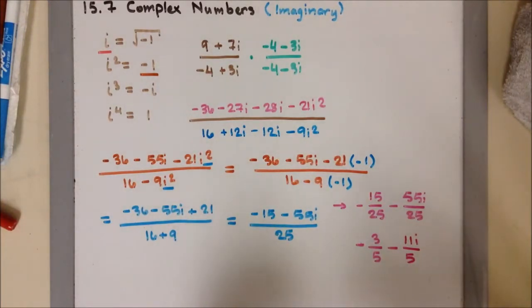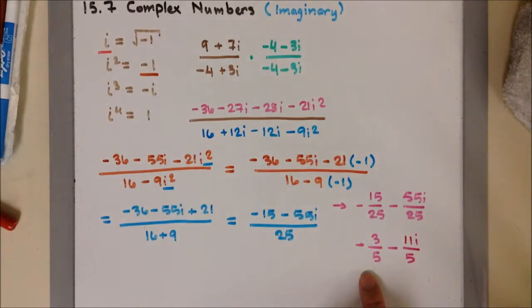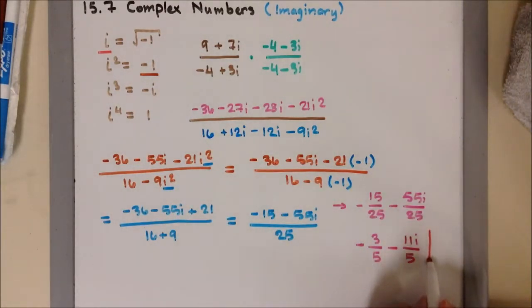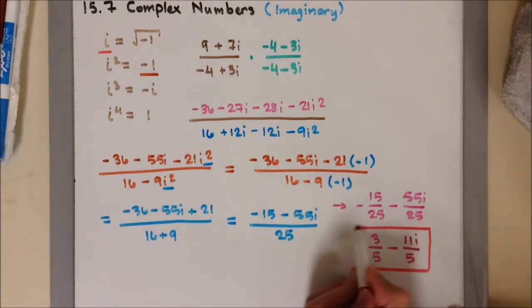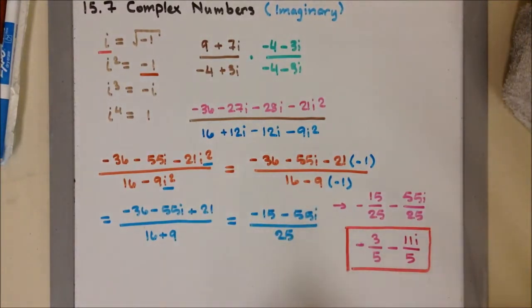So that's going to be our final answer because our first number is a real number and our second one is the complex imaginary number. So let me box that up. And here's our final answer. So make sure to write it in standard form.